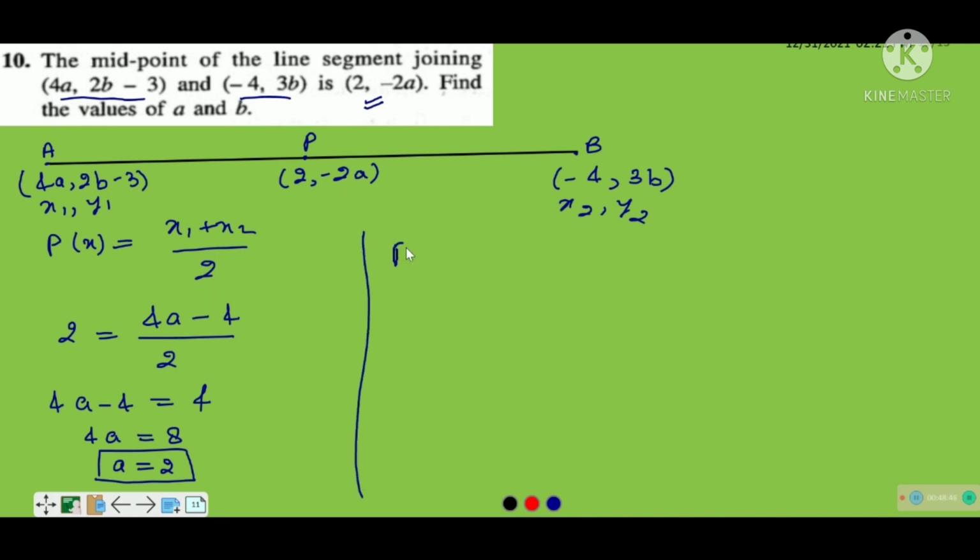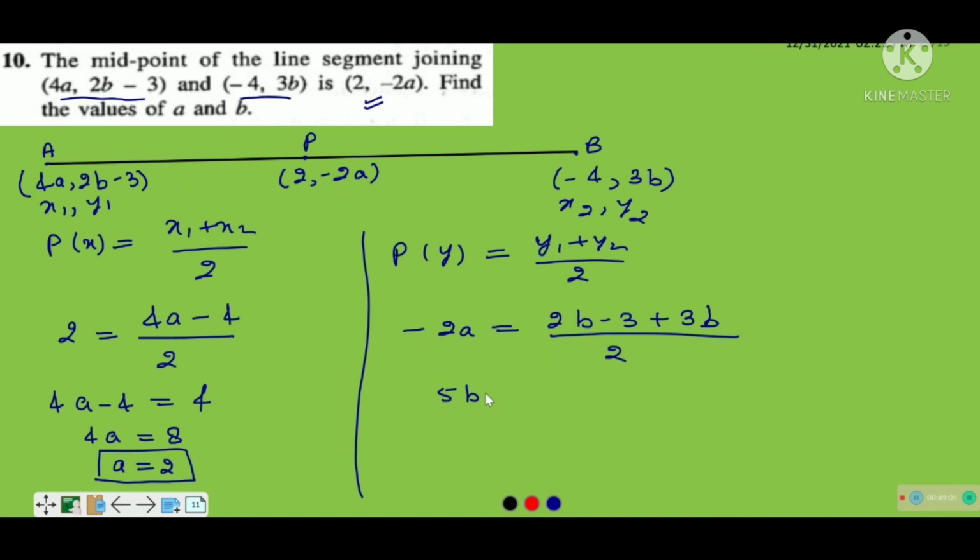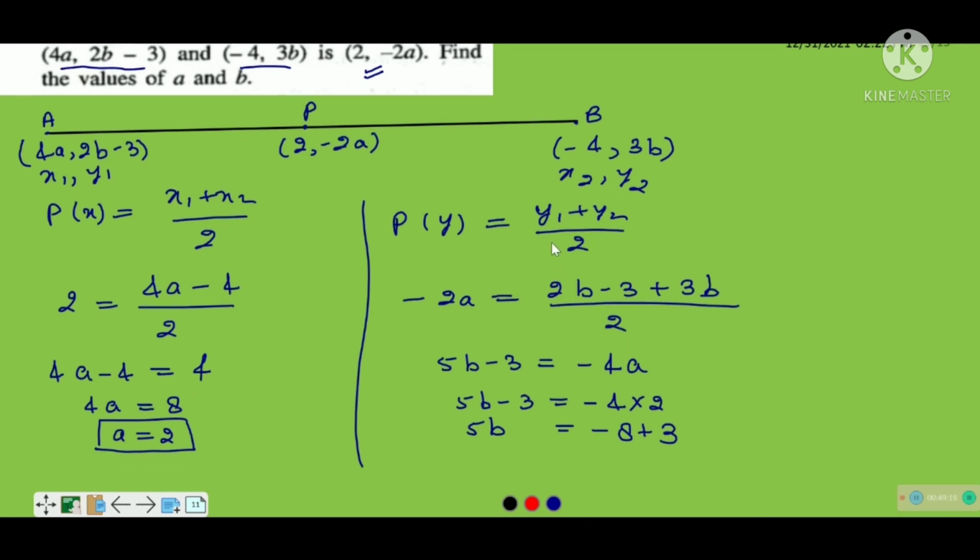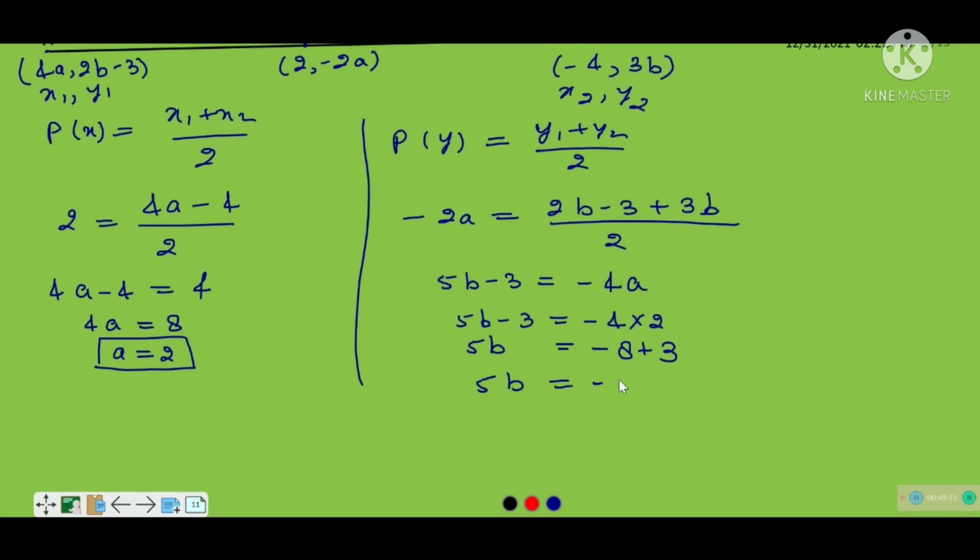Now apply the midpoint formula for the y coordinate of P. The y coordinate of P is minus 2a, the value of y1 is 2b minus 3 and the value of y2 is 3b. Put the value of A, that is 2. B is equal to minus 1. So A is 2 and B is minus 1.